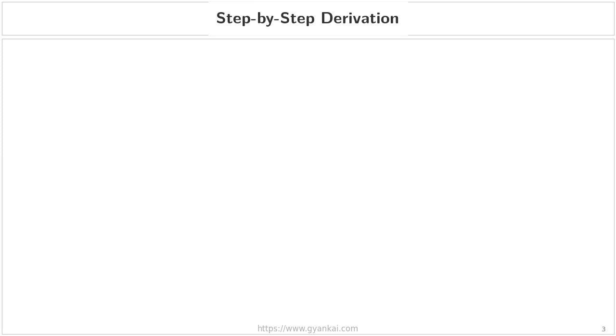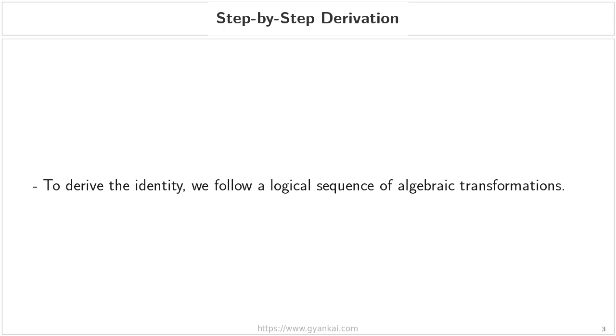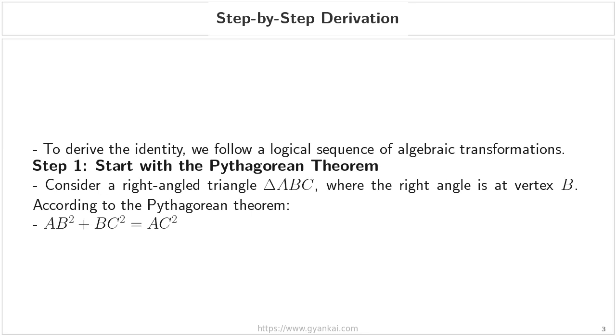Step-by-step derivation. Now that we have refreshed our memory on the Pythagorean theorem and the basic definitions of sine and cosine, let's move into the actual derivation. On this slide, we are going to walk through a logical sequence of algebraic transformations to see how those side lengths actually turn into the identity we are looking for. First, let's look at step 1. We will start with the foundation, the Pythagorean theorem.